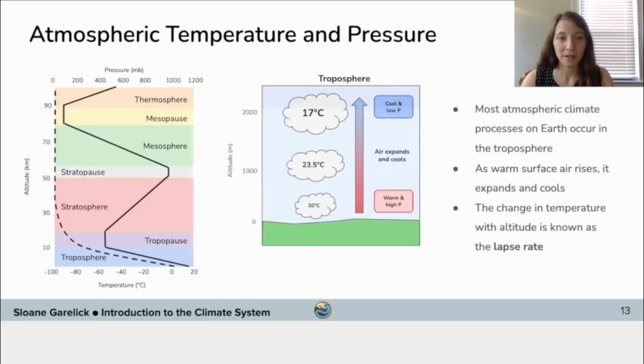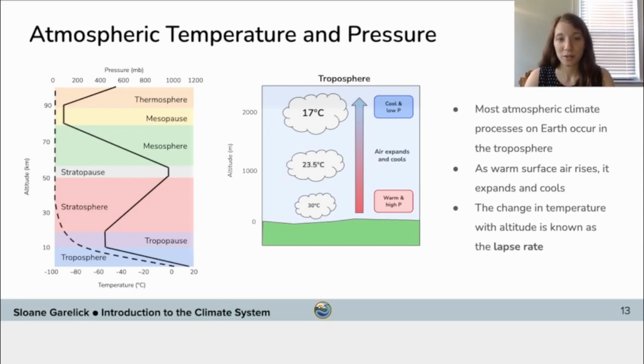In the troposphere, temperature decreases with increasing altitude, and this change in temperature with increasing altitude is known as the lapse rate. The average tropospheric lapse rate on Earth is about negative 6.5 degrees Celsius per kilometer. This means that for every 1 kilometer increase in altitude, the temperature decreases by about 6.5 degrees.